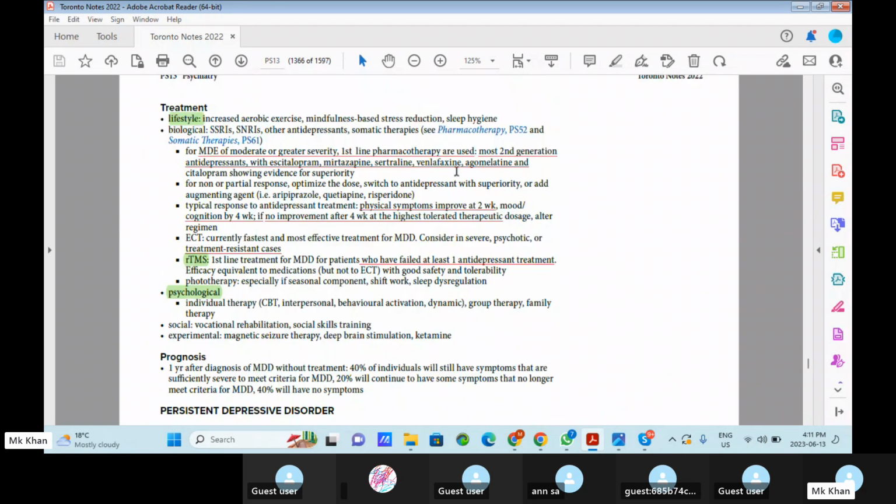And then what is the treatment? The first thing is lifestyle, like aerobic exercise, mindfulness techniques, sleep hygiene, and all those things. And then what are the biological therapies? SSRIs, SNRIs, antidepressants, somatic therapy. So non-pharmacological first, then pharmacological. And for MDE of moderate or greater severity, first line pharmacotherapy is used. And most second generation antidepressants, with escitalopram, mirtazapine, sertraline, and venlafaxine.